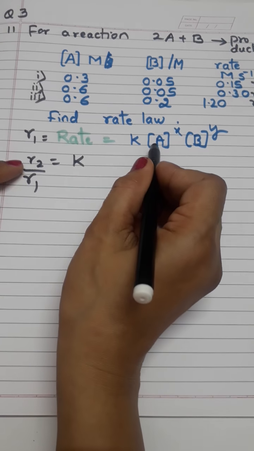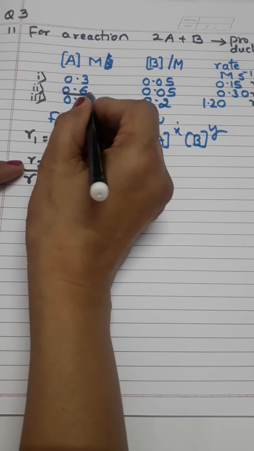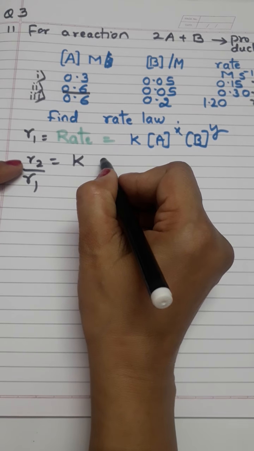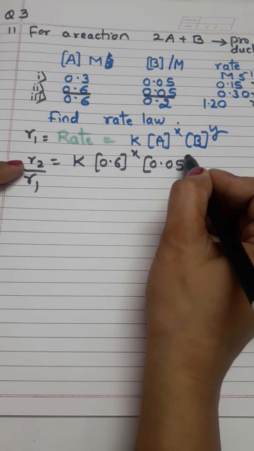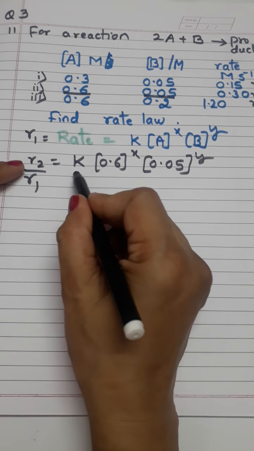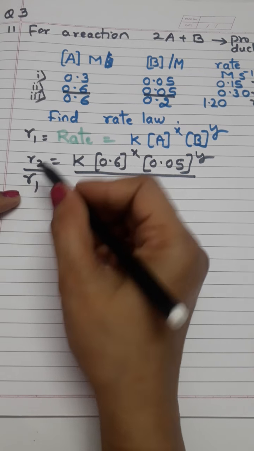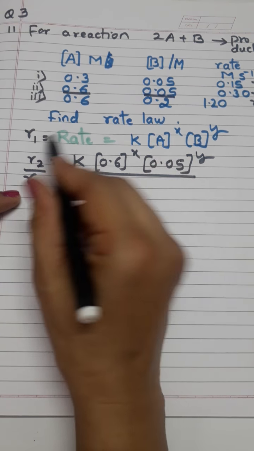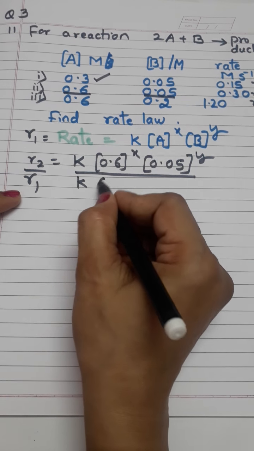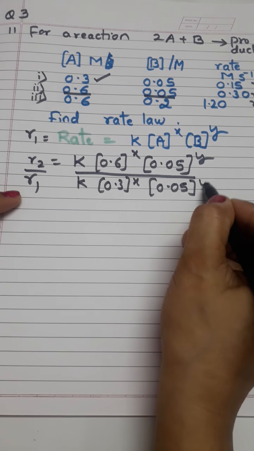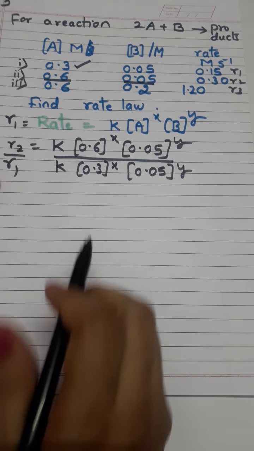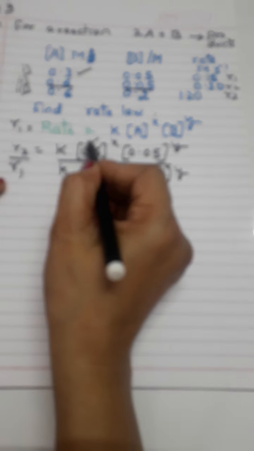Now what is the value of A for R2? This is R2, so the value of A is 0.6 raised to x. Then the value of B for R2 is 0.05 raised to y. Divided by R1, which is K, with the A value for R1 being 0.3. So I write here 0.3 raised to x, and 0.05 raised to y.